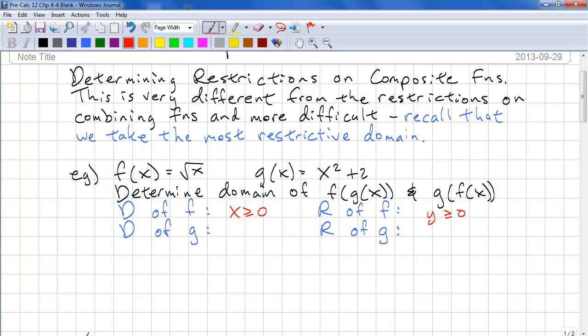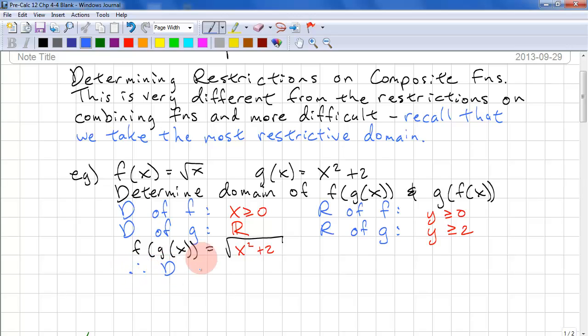For g of x equals x squared plus 2, the domain is all reals. The range: this is a quadratic, and it is already in vertex form. Therefore, we can simply look at the minimum value. The vertex is the minimum value. So this is y is greater than or equal to 2. Let's look at the explicit equation for f of g of x. And that is the square root of x squared plus 2.